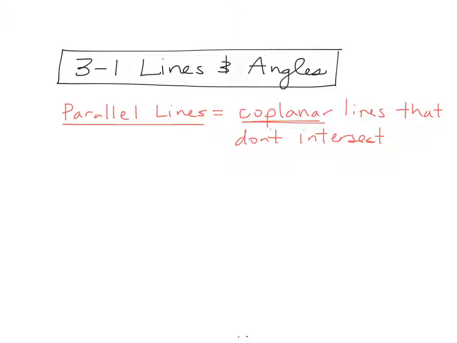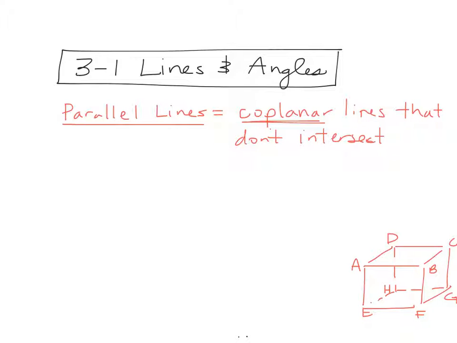So if I gave you this picture, I'm going to draw it down here because we're going to use it for a couple different things. So if I gave you a box, and this is A, B, C, D, E, F, G, and H. Okay. Could you tell me a pair of parallel lines right now?